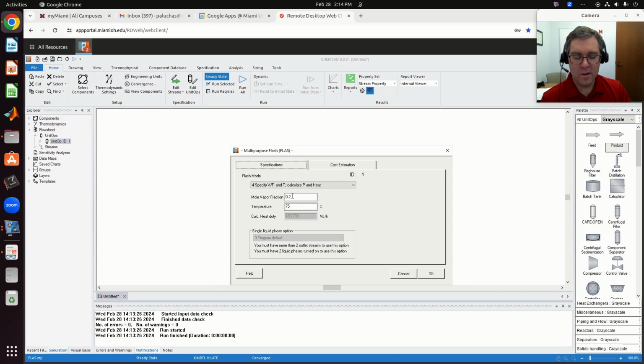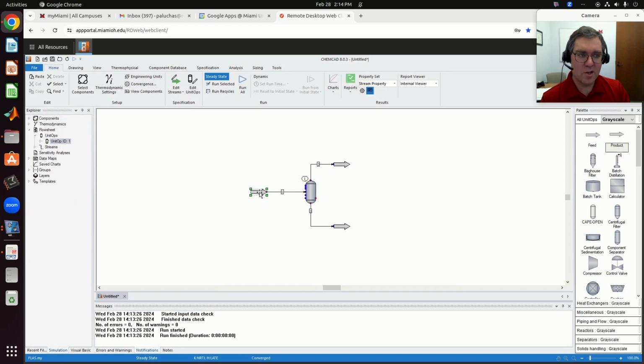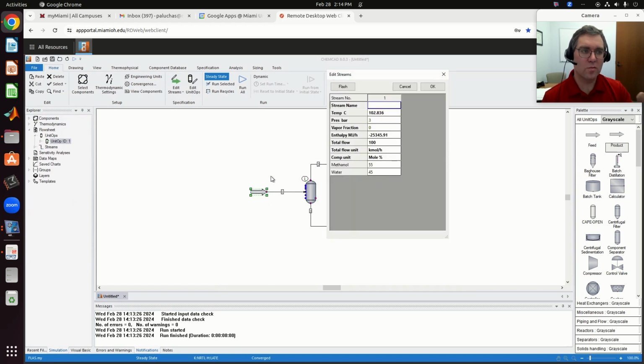I'm going to look at the column right after it performs the calculation. It's going to calculate the heat duty, which is positive, so it's the rate at which heat needs to be added to my drum to bring myself to that two-phase coexistence.